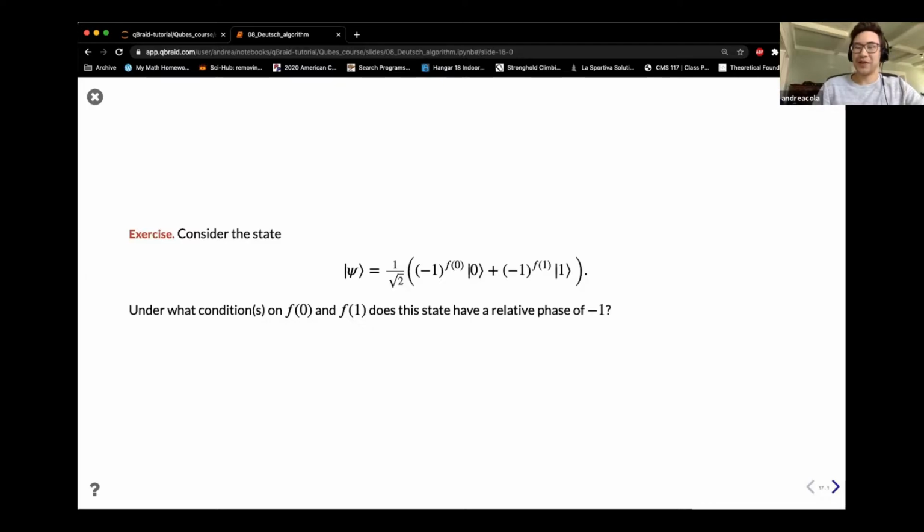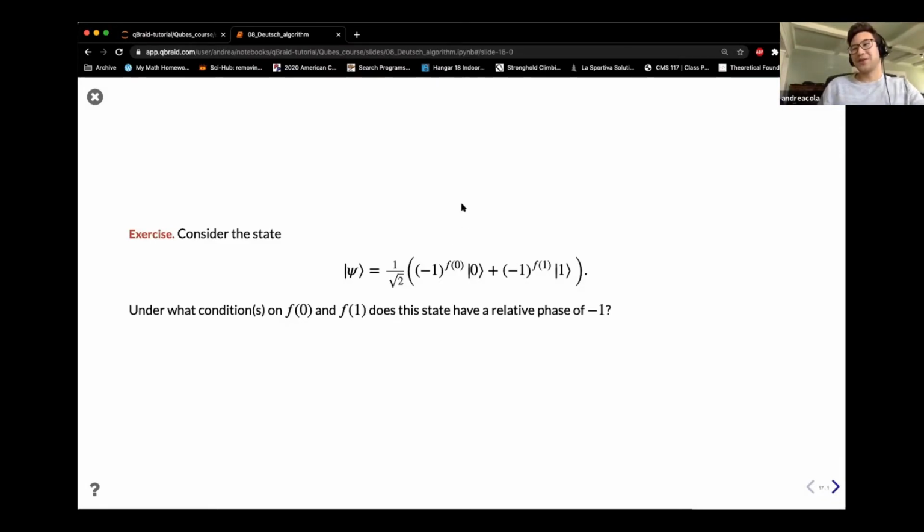And let me know if I should repeat the question. So Anjali is saying, if f of 0 is equal to 0, and f of 1 is equal to 1, what will happen is, the first amplitude for ket 0 will be 1. The second amplitude will be -1. And so there will be a relative phase of -1. That is correct.